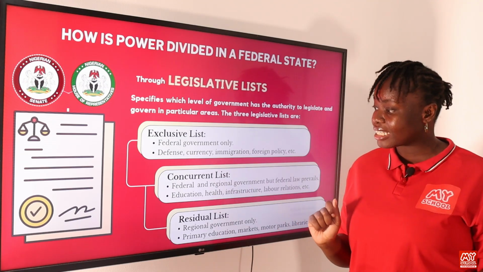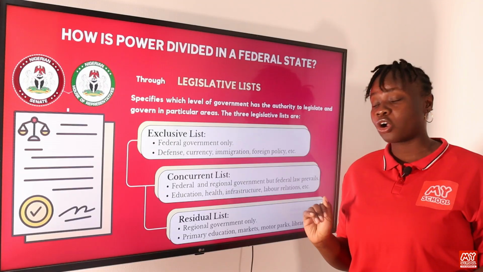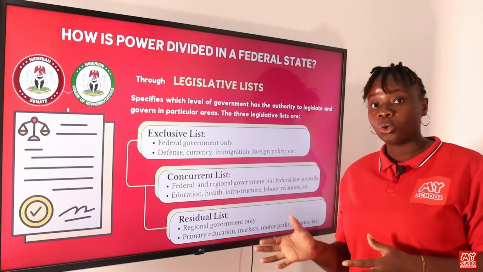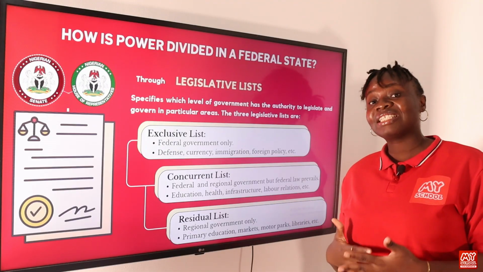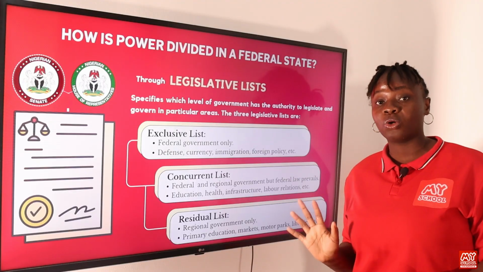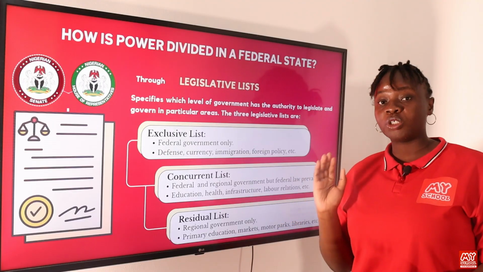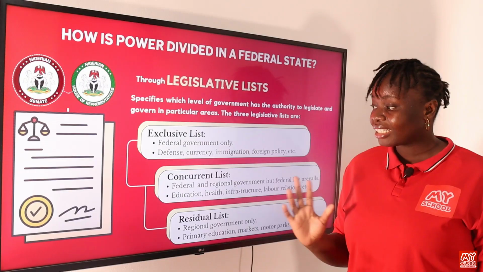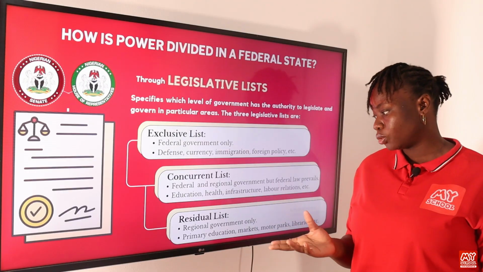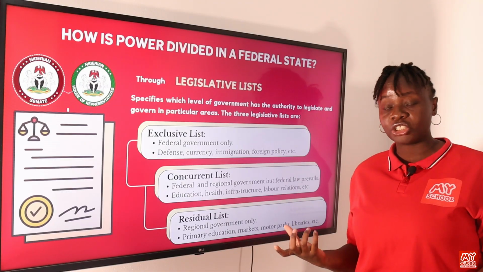Then the concurrent list is for the federal and regional governments. Both of them are allowed to make laws on such subject matters. But whenever there is any issue between the federal and the state government, it is the federal law that prevails. The federal law always prevails over the state law. Matters that both the federal and regional governments can legislate upon include education, health, infrastructure, labor relations, and so on.